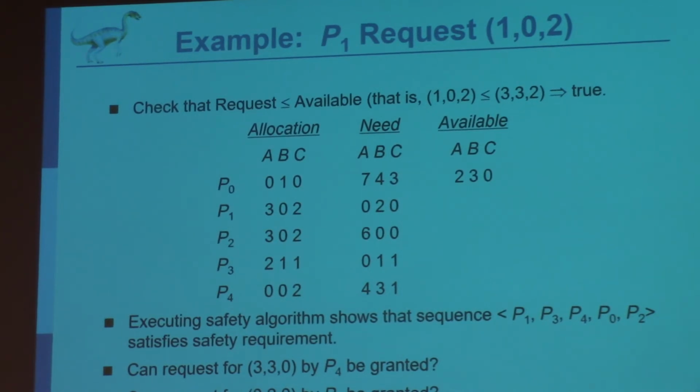Suppose that it's a future state. Then run the Banker's algorithm, to see whether you can find the sequence. If you apply the same thing, you can find P1, P3, P4, P0, P2. Which means it's a safe state, no deadlock situation. So you can accept and grant the request.